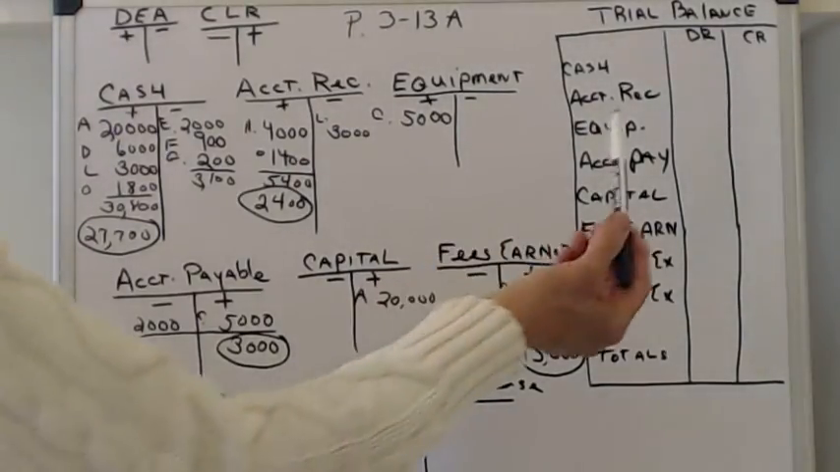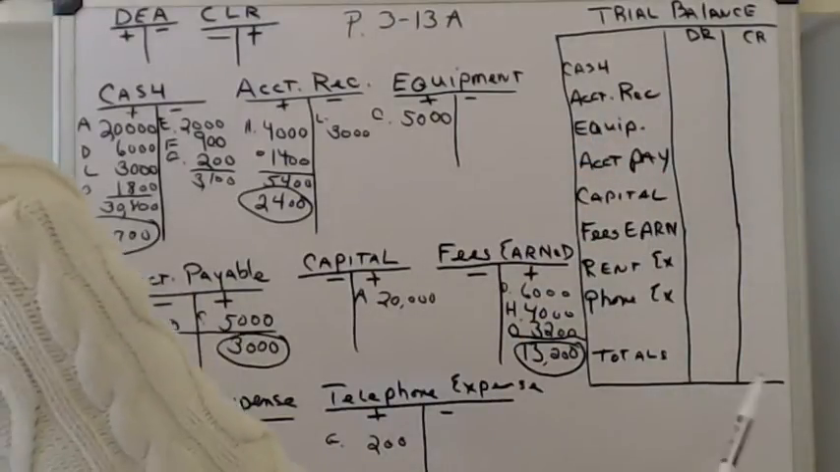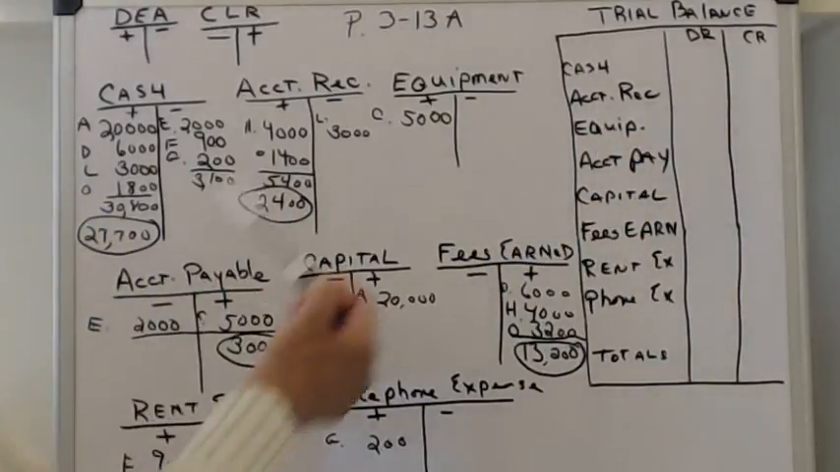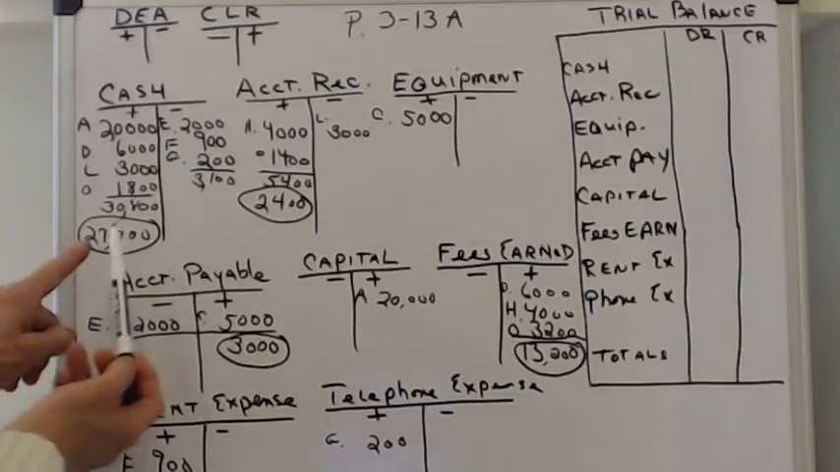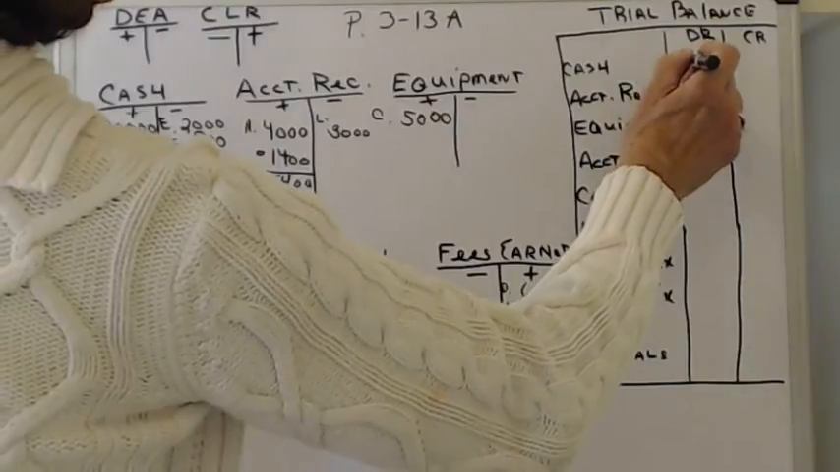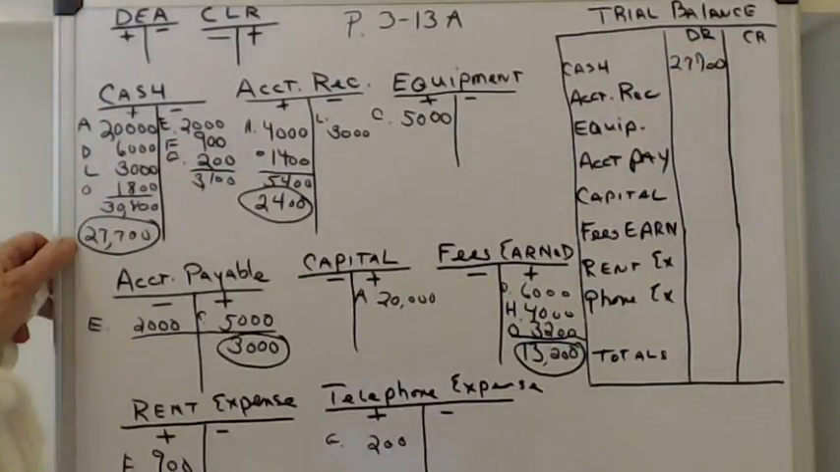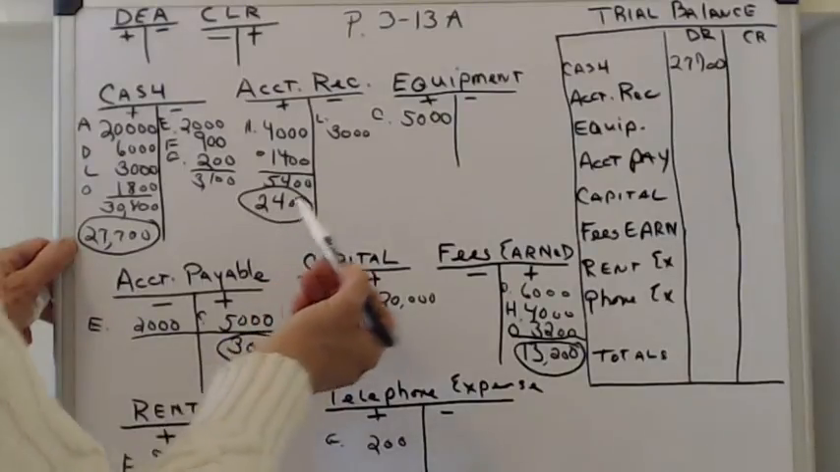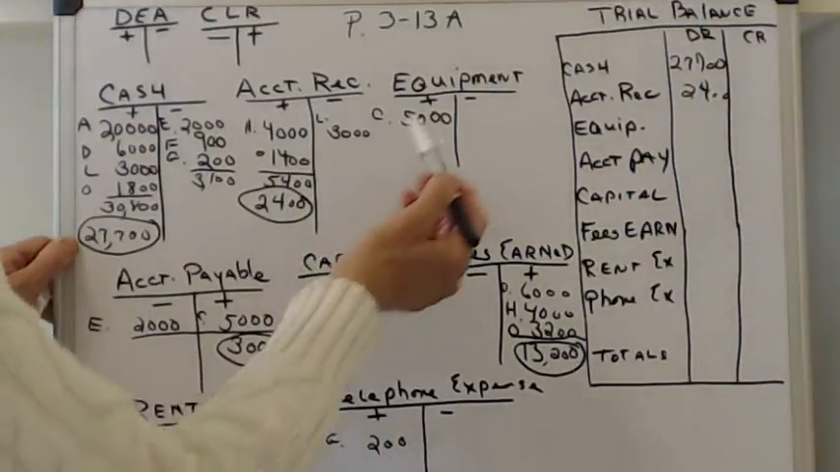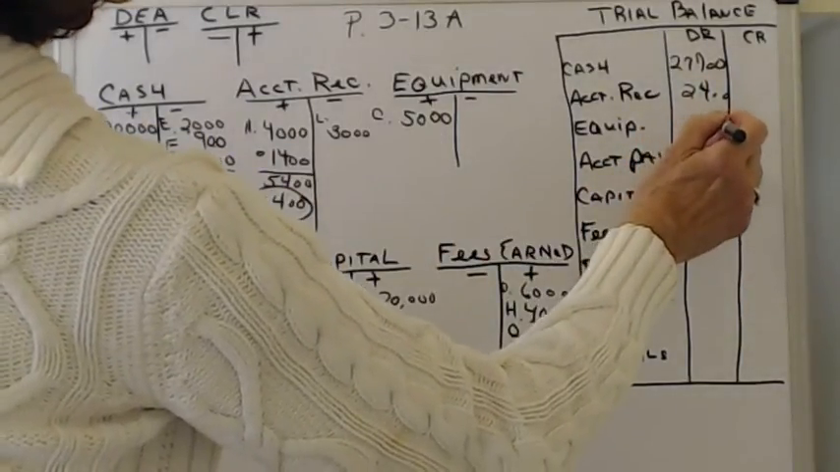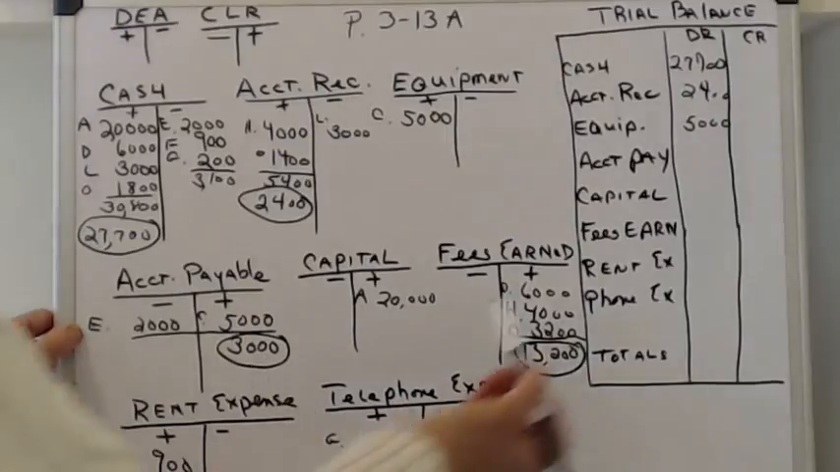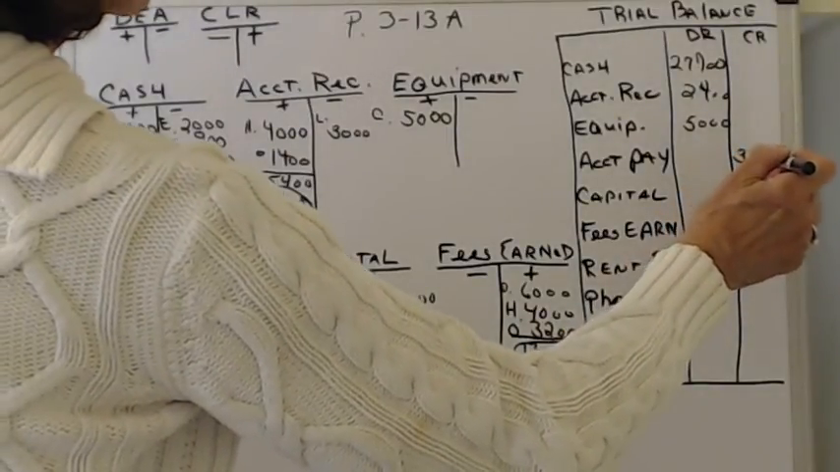So when I finish, I wrote all of, this is called a trial balance. We want to see if we're equal at the bottom, if we balance. I already wrote the names of all my accounts that I'm using, so now I'm going to put my balances in. Cash has a debit of $27,700, so I'm going to put $27,700 on the debit side. Accounts receivable is a debit, $2,400. Then we have equipment, $5,000 on the debit side. Accounts payable falls on the credit side, $3,000.